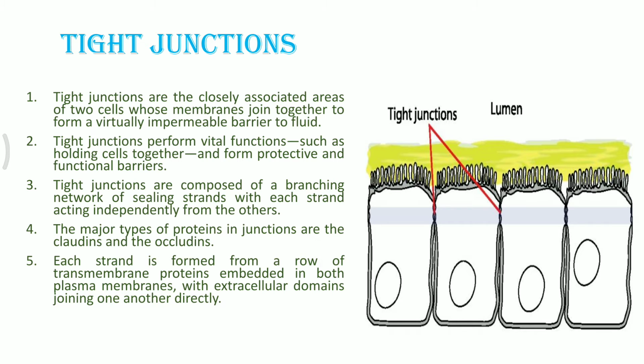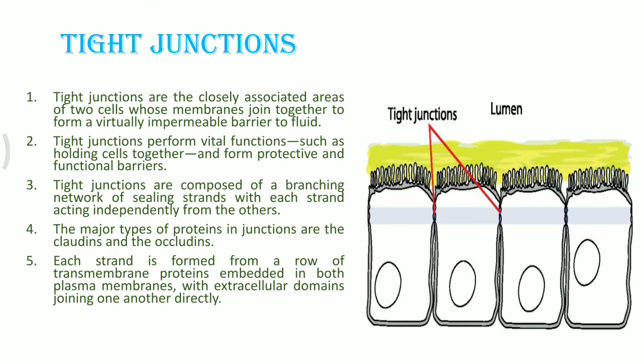So we cannot expect any flow of fluid from one cell to another because of the presence of tight junctions. It's a complete barrier between two cells, which is not going to allow any movement of fluids from one cell to another. Tight junctions perform vital functions: they hold two cells together and form protective and functional barriers between two cells.